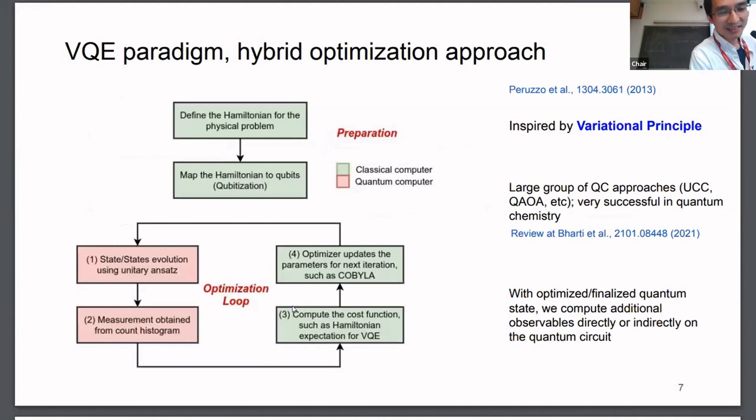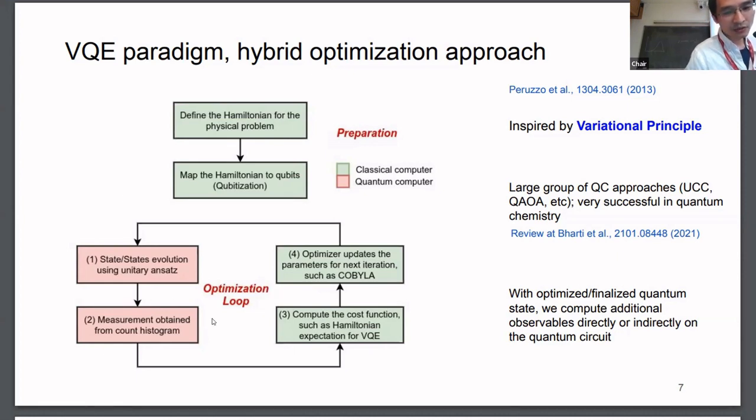Before I do that, I'll briefly introduce the VQE paradigm. It is deeply inspired by the variational principle. You can see the green color represents the classical computer and the pink color represents the quantum computer. We can prepare the problem on the classical computer beforehand and map the Hamiltonian to the qubits.